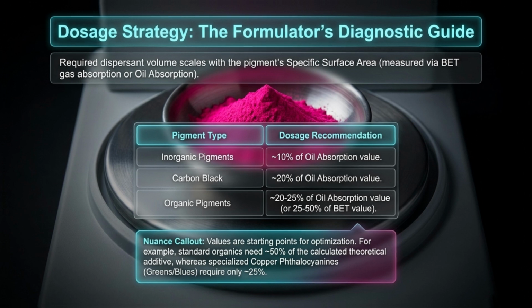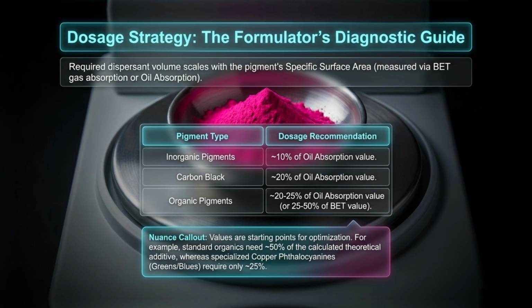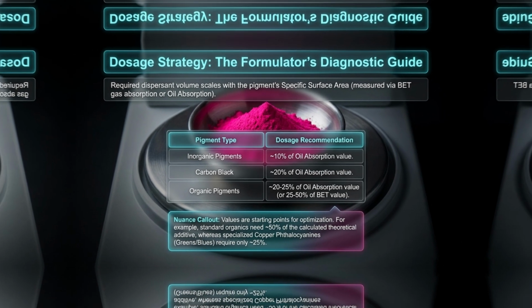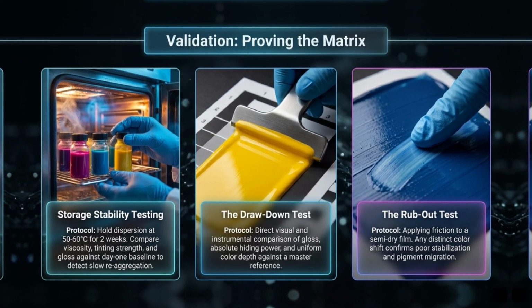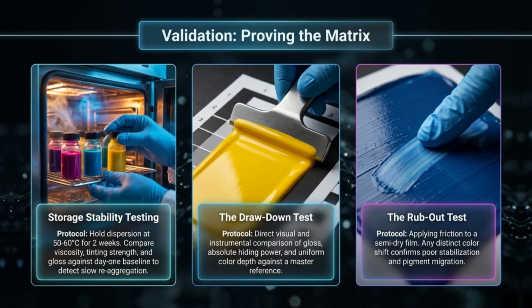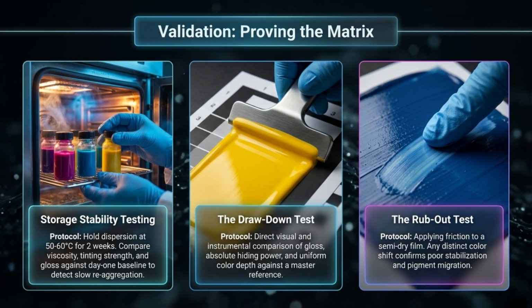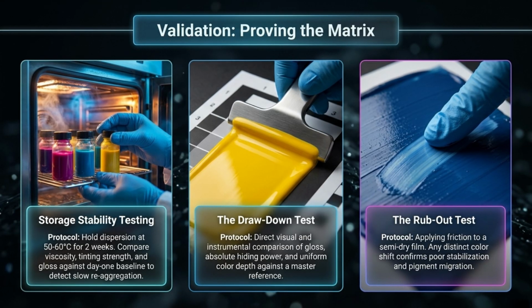Formulation nuance. Standard organics typically need 50% of the calculated additive, whereas specialized copper phthalocyanines require only 25%. Validation: proving the matrix. To validate dispersion quality, three testing protocols are used. Storage stability testing: samples are held at 50 to 60 degrees Celsius for 2 weeks to detect slow re-aggregation by monitoring viscosity, tinting strength, and gloss.